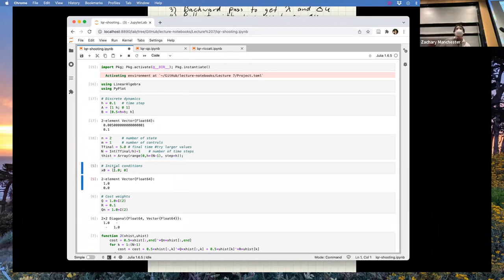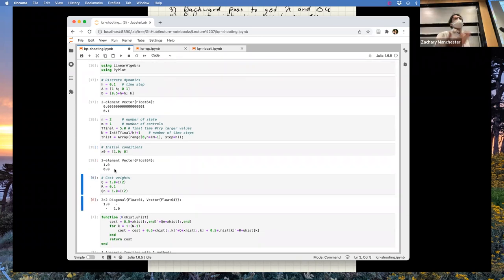Initial conditions: we're going to start at 1 meter away from the origin, zero velocity. Remember that the goal here with the cost function, the way I've written it down, is to drive the system to the origin. So we start at rest a meter away and try to push the sliding brick to the origin and stop at the origin.